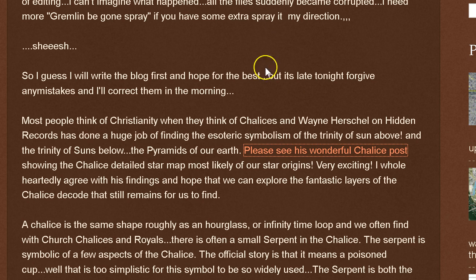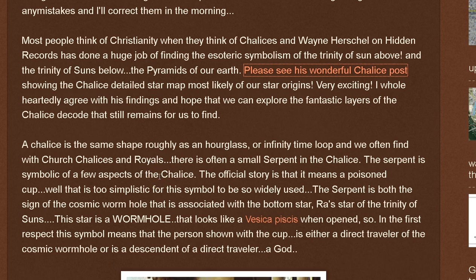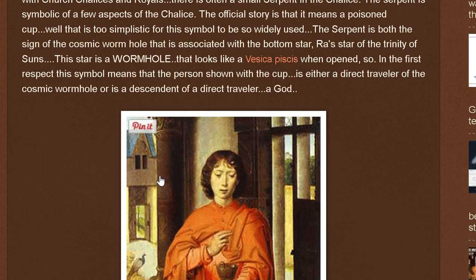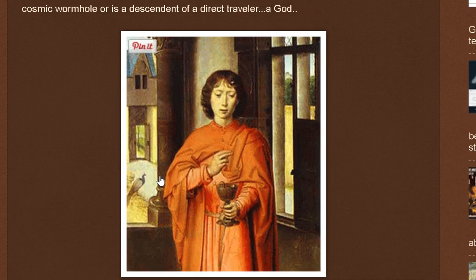A chalice is roughly the same shape as an hourglass, or infinity time loop, and we often find with church chalices and royals, there is often a small serpent in the chalice. The serpent is symbolic of a few aspects of the chalice. The official story is that it means a poisoned cup. Well, that is too simplistic for this symbol to be so widely used.